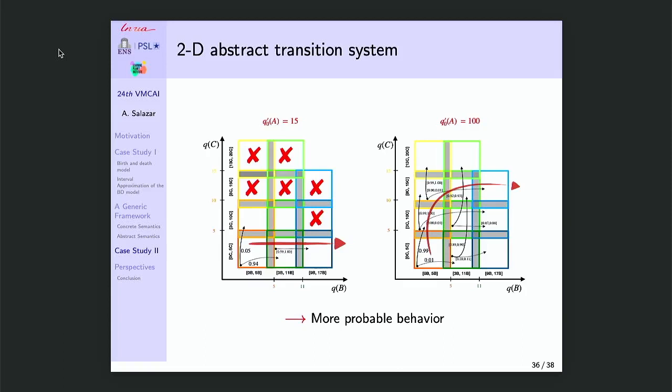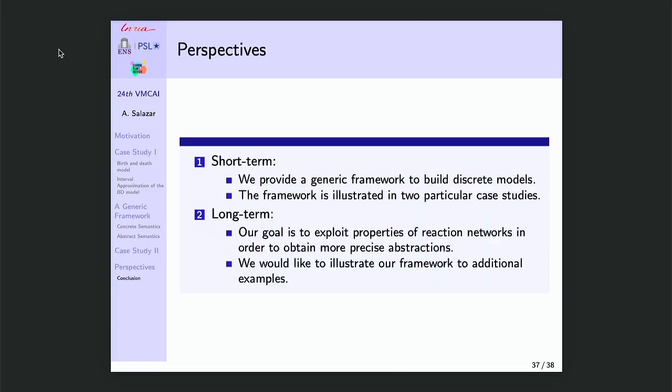Okay? So I would like to conclude here. And so short term, what we did was to really propose this generic framework that allows you to build this type of coarse-grained models with probabilities. And then we illustrate this framework in two case studies.